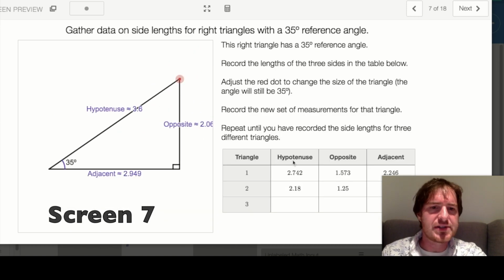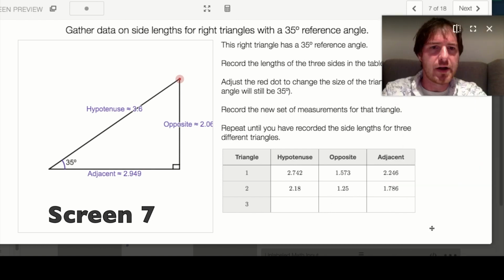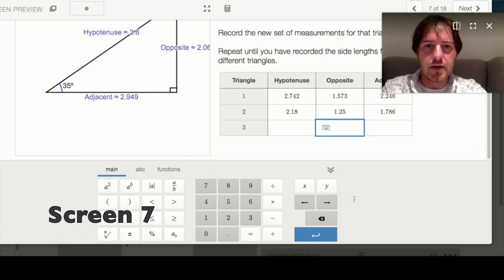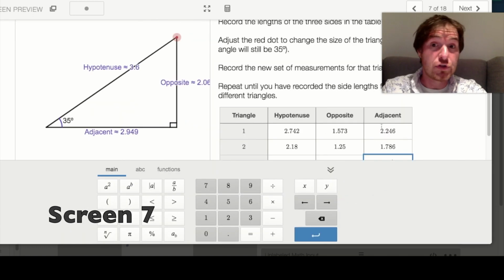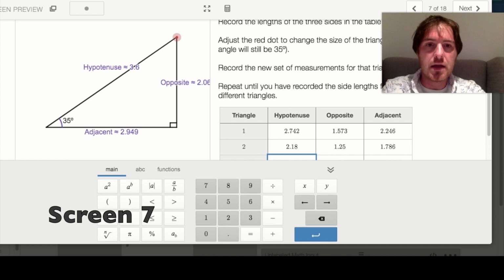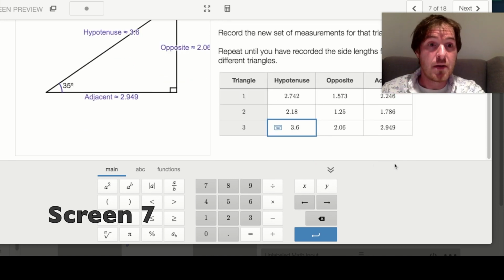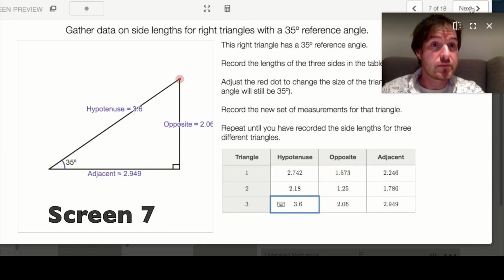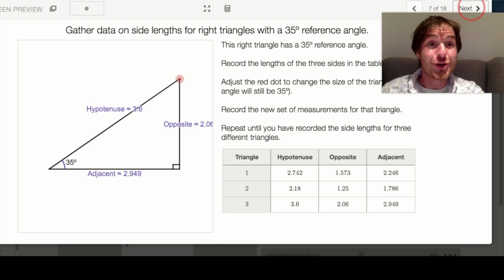All right, 2.06 for my opposite side. I'll move Mr. Fortin out of the way here. 2.06. Adjacent side, 2.949. Hypotenuse is 3.6. There we go. Okay, I'm guessing where this assignment's going, although I actually haven't done this one yet. It's a cool little neat Desmos task, is that let's look at the ratios now.